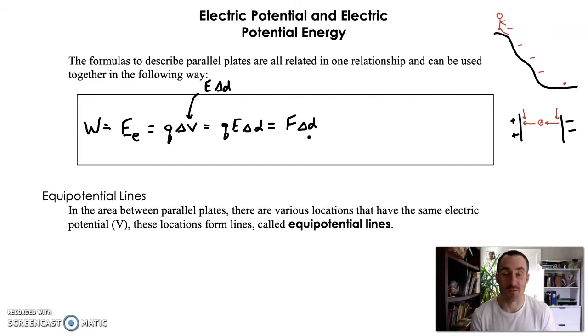Force times displacement. So we know that change in energy must also be equal to force times displacement. It's just that in this case, it's electric force. This is also equal to change in kinetic energy and change in potential energy, or gravitational potential energy, depending on what the situation is.